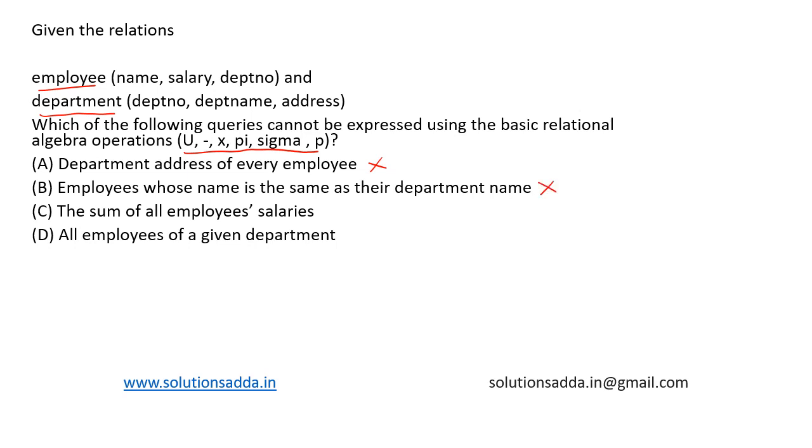All employees of a given department. This can also be represented. The sum of all employee salaries. Relational algebra of aggregate function, that is sum, cannot be generated using basic operation. So this query, that is the sum of all employee salaries, cannot be expressed using basic relational algebra operation. So the correct answer here is option C, sum of all employees salary.